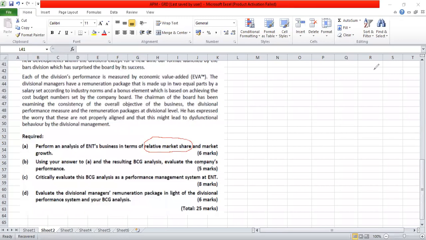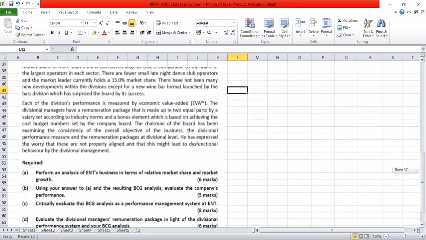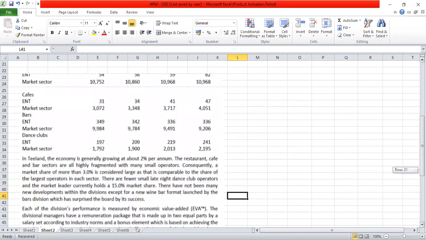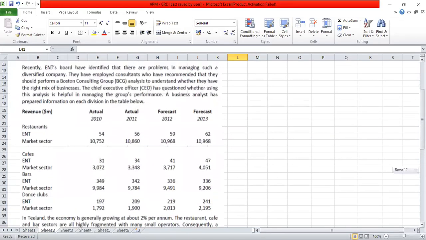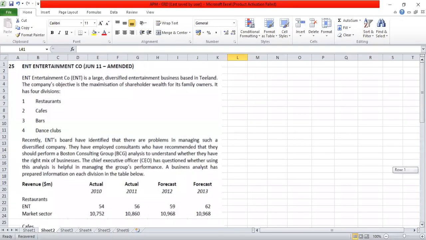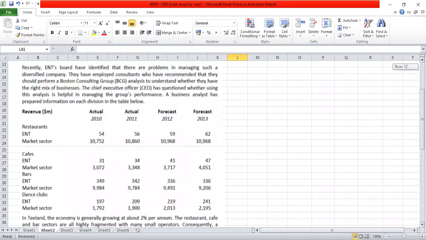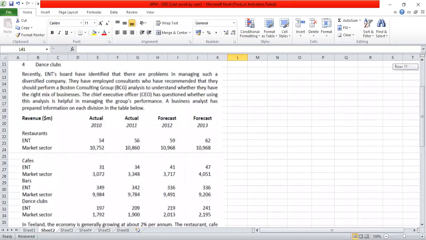From the table, from the details we have, let's look into that. If we are to find out the relative market share, is there anything like yesterday's benchmarking? Something like a standard, a benchmark, a leader, with which we can compare. Initially we have what the company is, how many divisions there are, and what type of business it is. It is owned by families, and profit maximization is the objective. Apart from that, there is mention of 4 different types of businesses carried on by ENT.